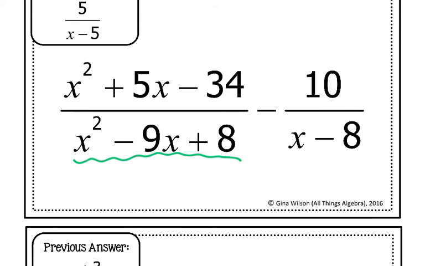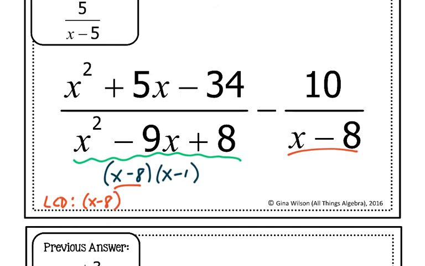Okay, let's factor this denominator. All right, this is a simple trinomial. A value is 1. Methinks, how about a minus 8? x minus 8, x minus 1 works beautifully. That's kind of cool because they both have in common an x minus 8. And if I mentally cancel those out, what's left over is just an x minus 1. So that would be my LCD.